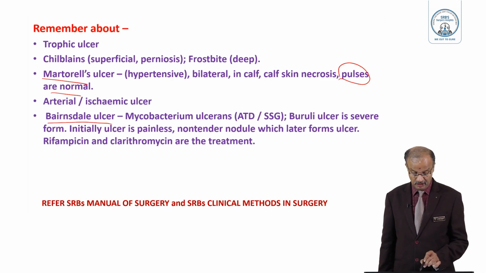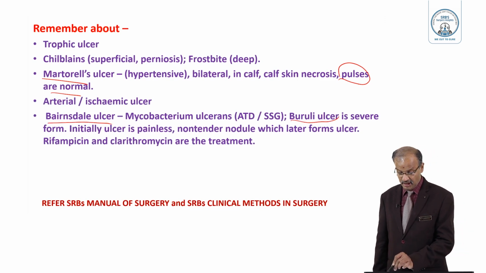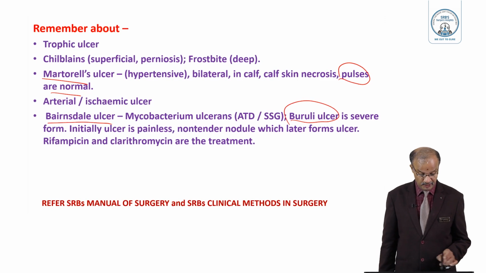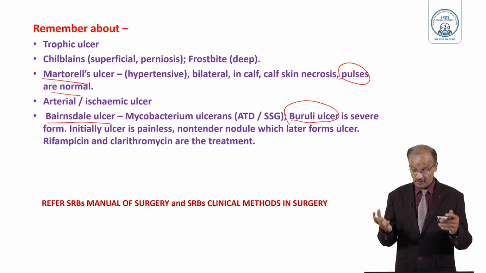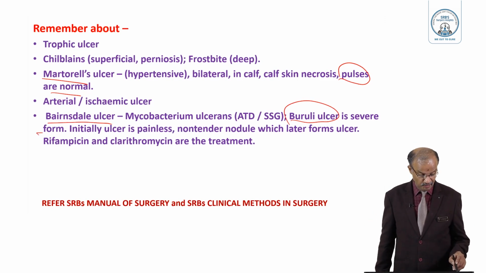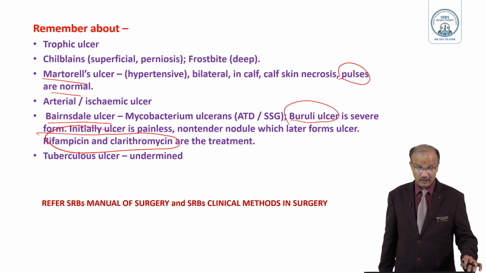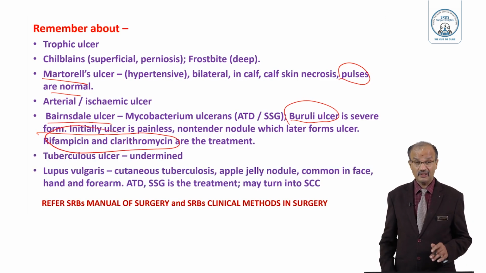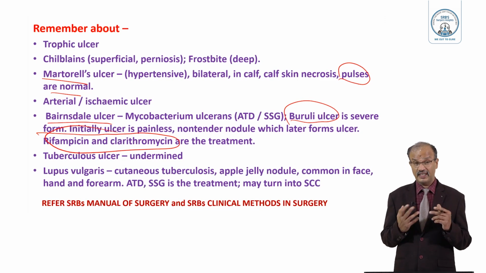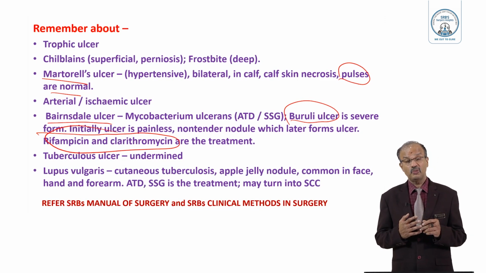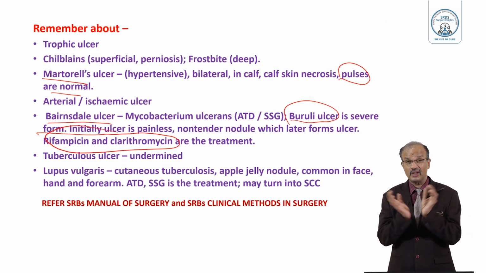Buruli ulcer, again, Mycobacterium ulcerans, also called Buruli ulcer, often deep and severe. Initially it is painless, forms a nodule, then gives way. You have to give rifampicin and erythromycin or clarithromycin for treatment. Tuberculous ulcer is undermined. Lupus vulgaris is a type of tuberculous ulcer of the skin specifically. Lupus is wolf-like, vulgaris.